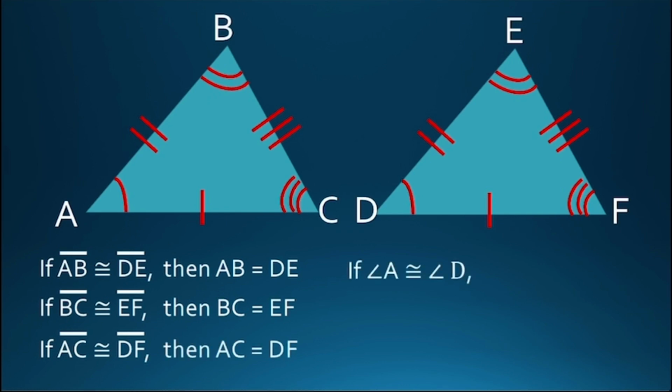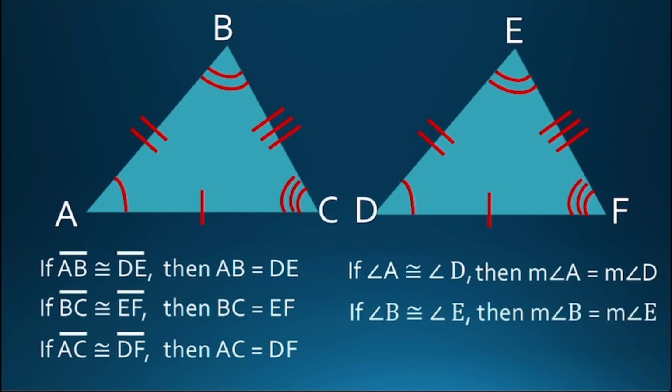Also, if angle A is congruent to angle D, then the degree measure of angle A is equal to the degree measure of angle D. If angle B is congruent to angle E, then the degree measure of angle B is equal to the degree measure of angle E. And if angle C is congruent to angle F, then the degree measure of angle C is equal to the degree measure of angle F.